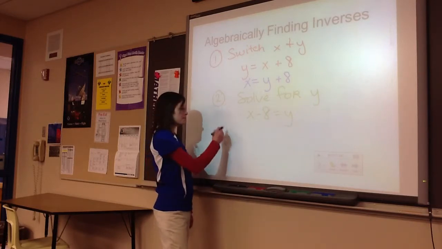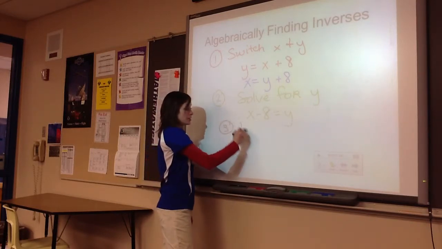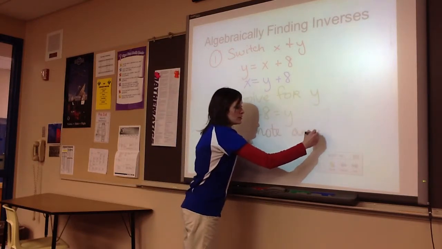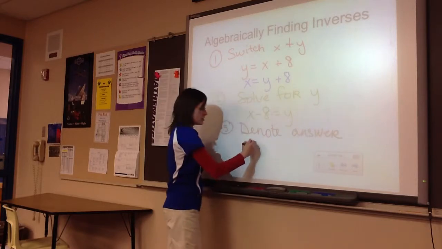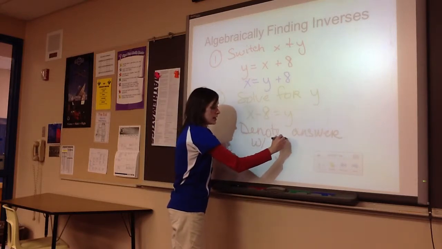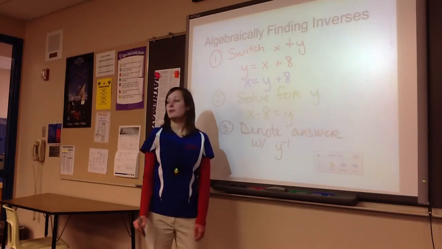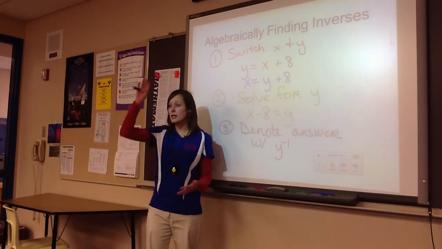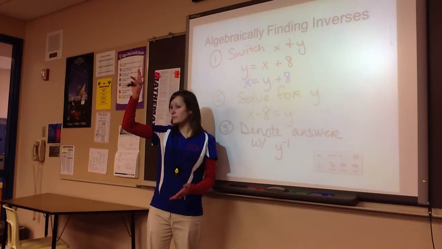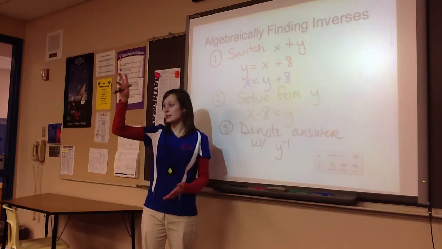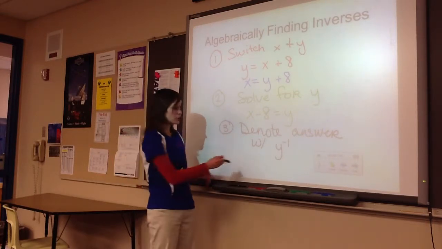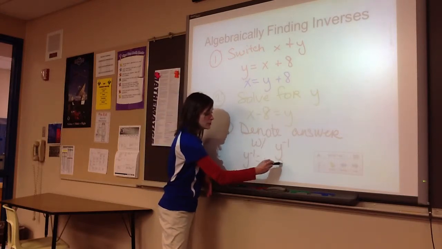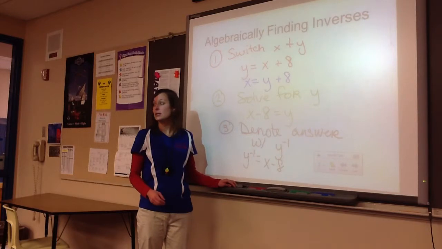And the last step is to denote your answer with y to the negative 1. If you think about it, inverse sine on your calculator is sine to the negative 1. Cosine is the same way. Tangent is the same way. So inverses are going to be this way. So our answer is y inverse is x minus 8.